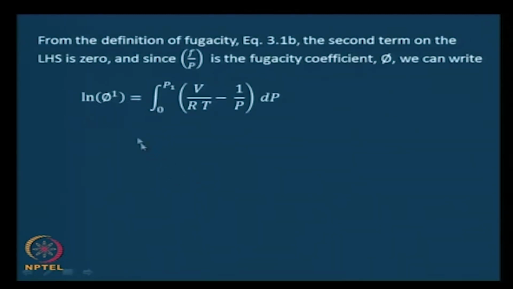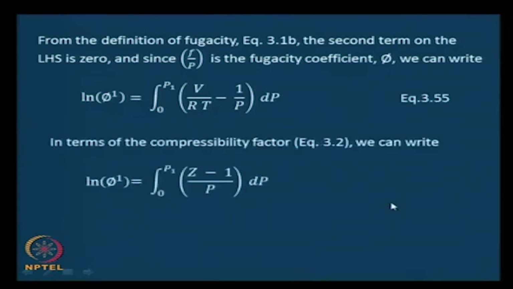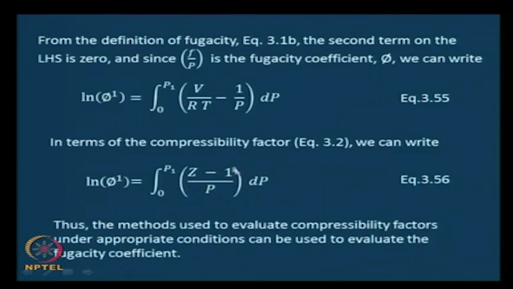to get to this particular expression, which is the penultimate expression. ln of Phi1, the fugacity coefficient at point 1, is the integral from 0 to P1 of V by RT minus 1 by P dP, and in terms of the compressibility factor, this can be written as integral of 0 to P1 Z minus 1 by P dP. And since we know so many ways to get at the Z value that we have seen so far in the module, we could use all those methods here to get also at the Phi1 value.